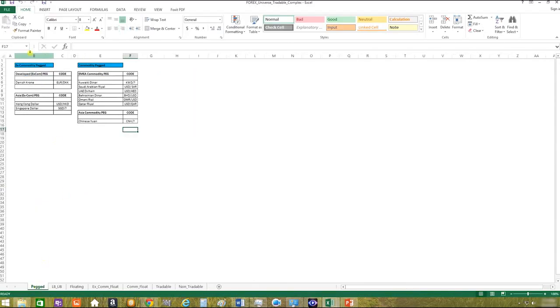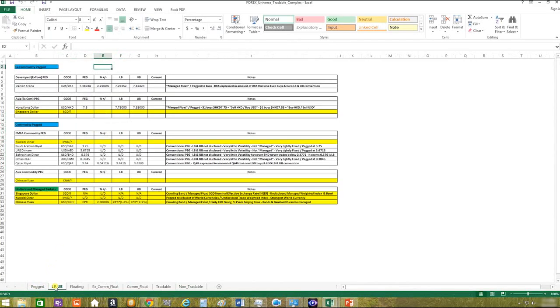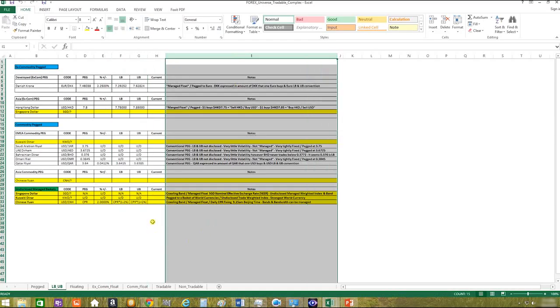So what we have here is ex-commodity pegged and commodity pegged, and inside the next sheet we have them all laid out as ex-commodity pegged and commodity pegged, but with what we call the upper and lower bounds of the fixed or pegged system. And on the right hand side here in column I, we also have some qualitative notes on how the pegs actually work.